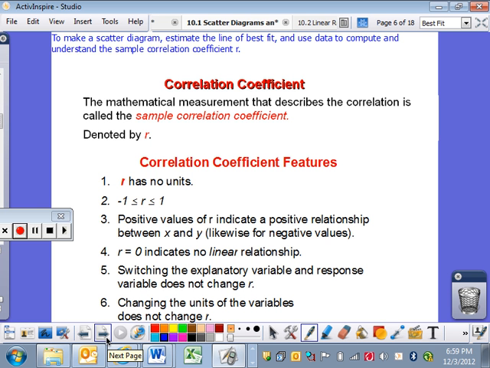What's the one thing I need you to take out of this section? The variable r. It's called the correlation coefficient. It's the measurement that describes your correlation. This r value does not have any units. It's going to range from -1 to +1. Logically, positive values mean a positive slope, negative values a negative slope. If you get an r value of 0, it's like a paintbrush against the wall. There is literally no linear relationship at all. Interchanging X and Y is not going to change your correlation at all. They're still going to make some type of line no matter if you change them or not.